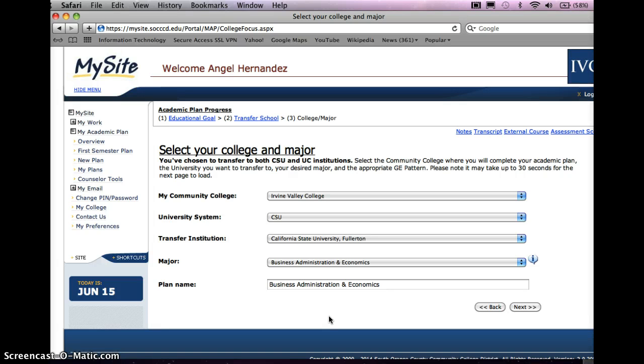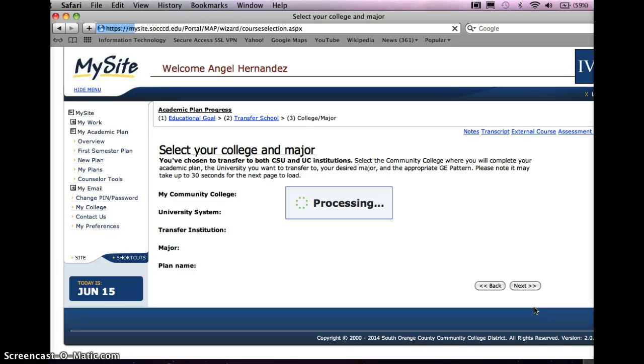Again, this is for doing the exercise. Don't feel that by selecting a major here that that's the major that you're obligated to transfer into. I want you to get the familiarity of the system at this point. Plan name, business administration and economics. Under plan name, the major will be automatically populated there, but you can make notes after that, or you can delete that whole name. For example, I'm going to call mine Business Administration and Economics Draft 2.